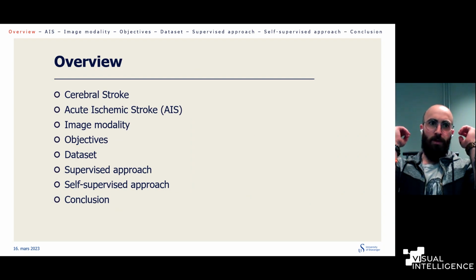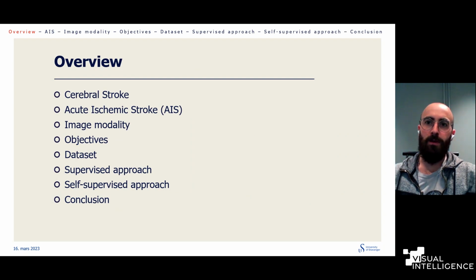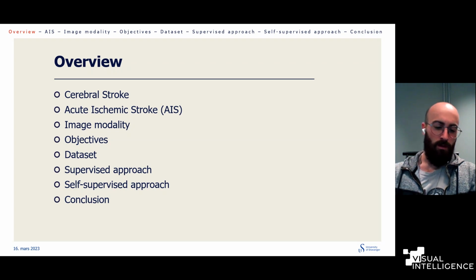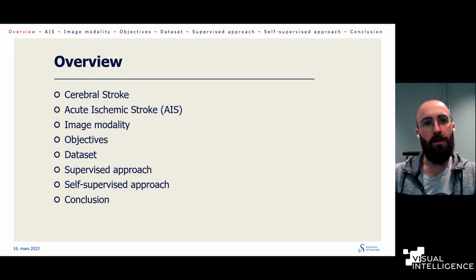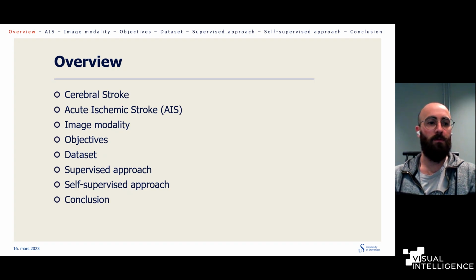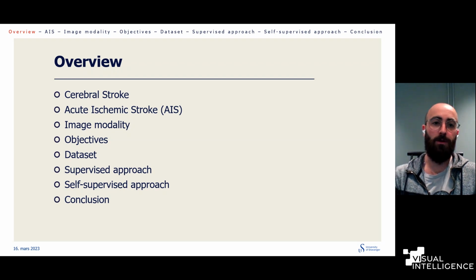I would like to give a small overview of what I'm going to present, because there might be some topics that I'm going to mention briefly, while others I'm going to go into more detail. My research is about cerebral stroke with CT perfusion as the image modality. I'm going to talk about that as background, so you know what my work is based on. Then I'm going to present the approaches that I've been working on in this journey.